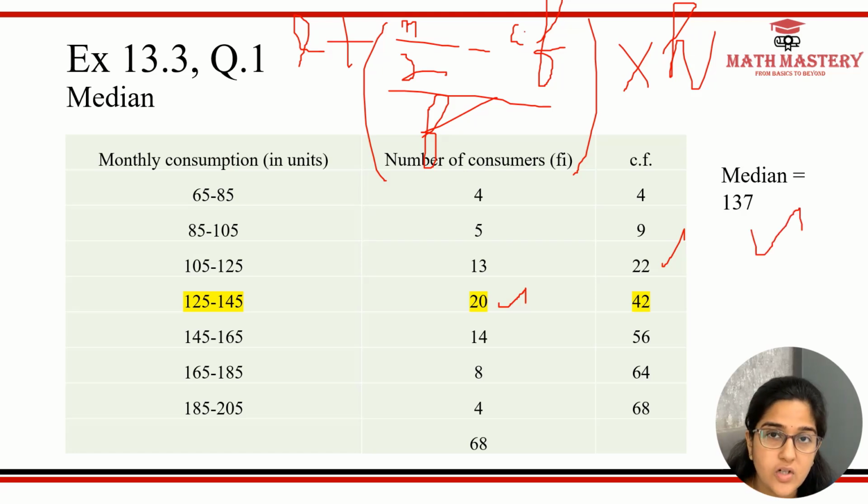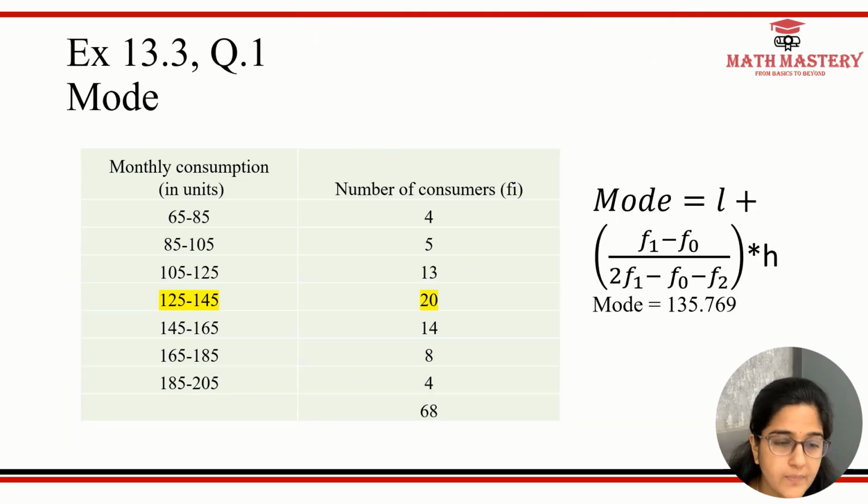Now the third measure of central tendency is mode. In order to calculate mode, first we need to identify the class interval in which the mode lies. So what is mode? Mode is the value which occurs the maximum number of times in a series or in a group frequency distribution. In this case, you can see the highest value of Fi is 20.